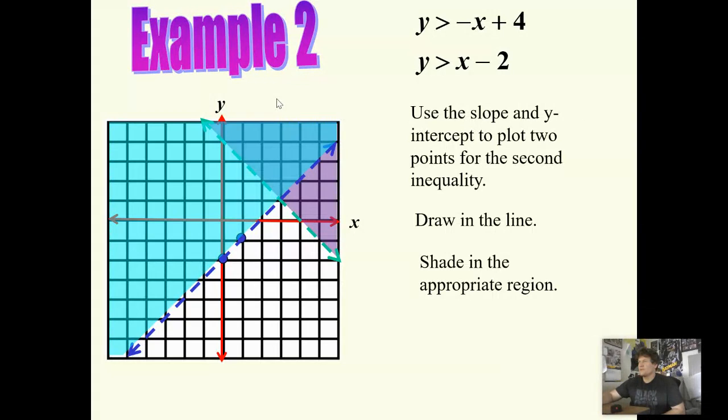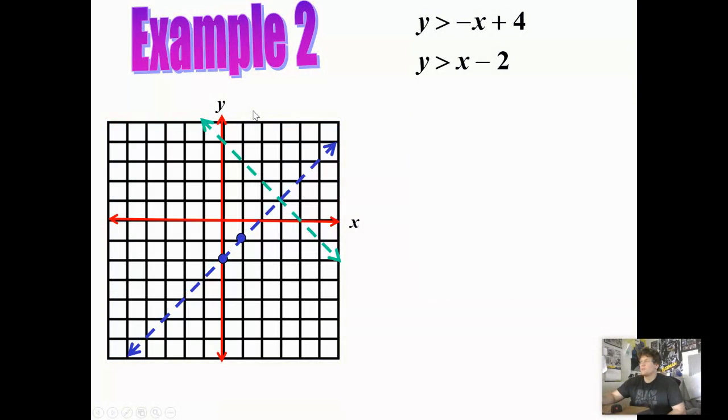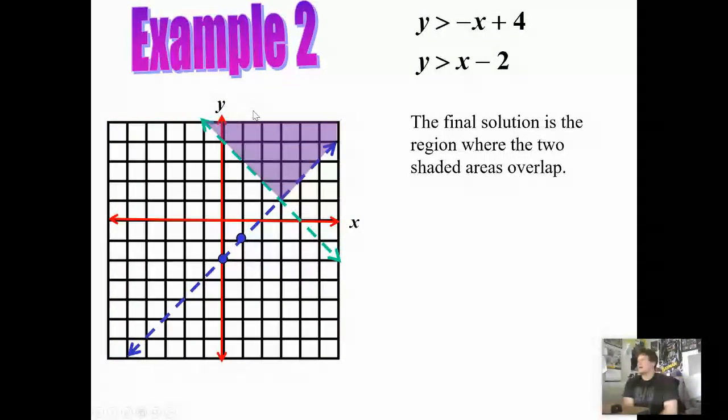One more time, just for the shade, because I really like this, to be honest. We're shading above that green one. Now we have our second line. We're shading above that one. We could see overlap in that top corner. That's my solution.